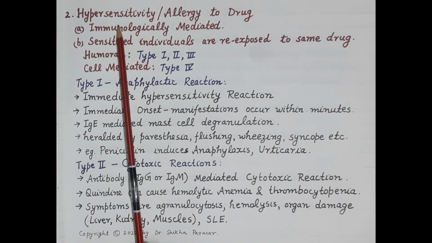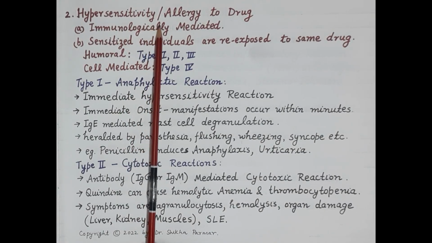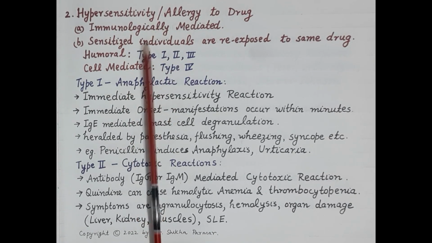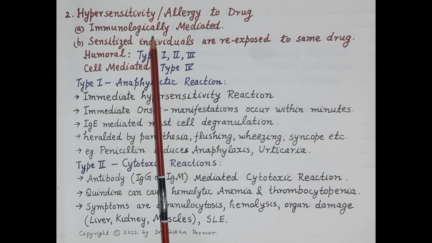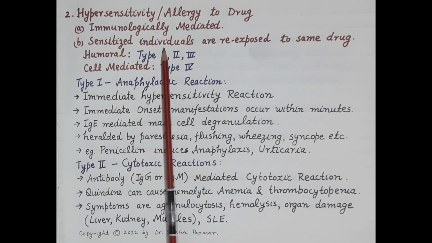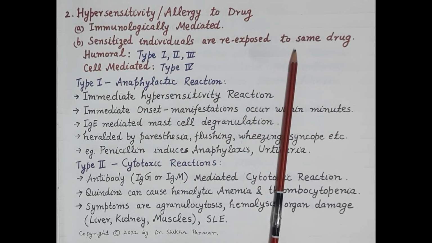Now, the second type of bizarre adverse drug reactions are hypersensitivity reactions or allergy to a drug. These reactions are immunologically mediated, that is, mediated by the immune system of the body. The immune system is hyperactivated, and thus shows an exaggerated or extremely high response to a drug, which results in allergy. Allergic reactions occur when sensitized individuals are re-exposed to the same drug.